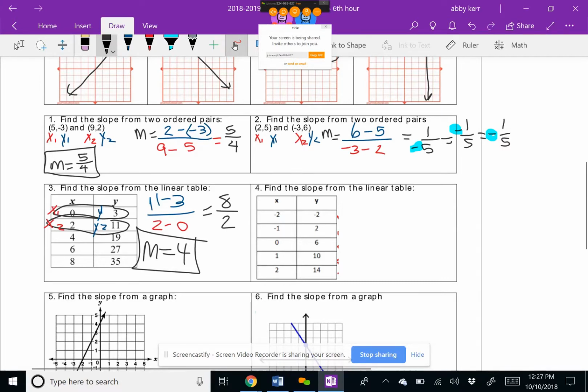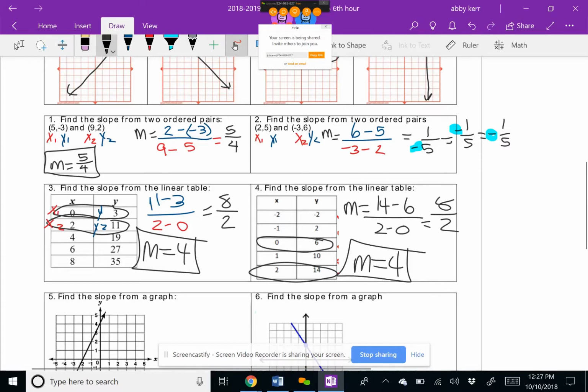Same rules apply for number 4. I personally don't like negative numbers, so I'm going to stay away from the first 2 ordered pairs. And I'll choose this time 0, 6, and then 2, 14. Label them. If you label them, your y2 is 14 minus 6, 2 minus 0. 14 minus 6 is 8 over 2. Once again, my slope is 4.